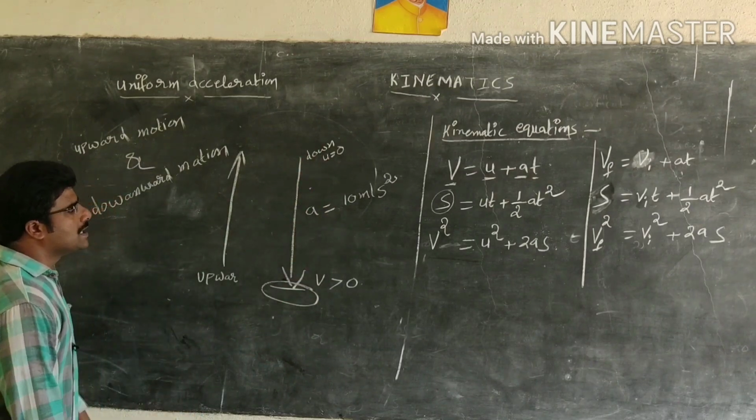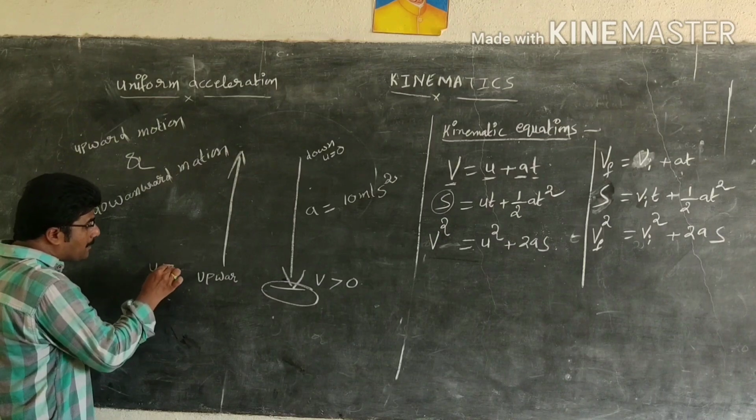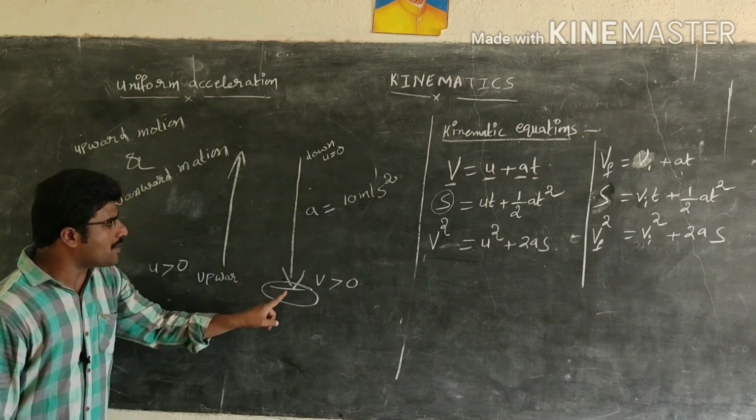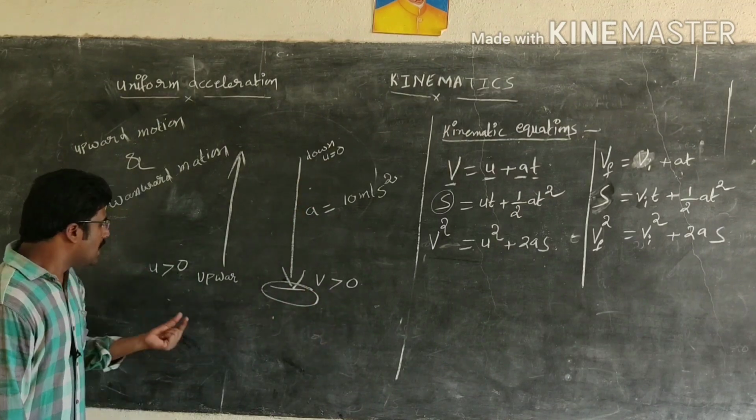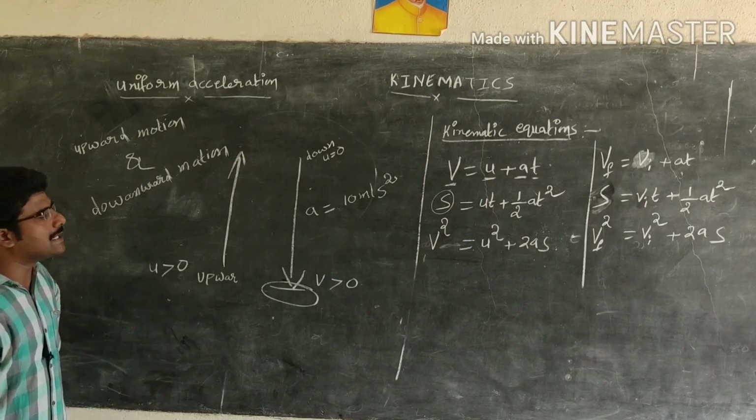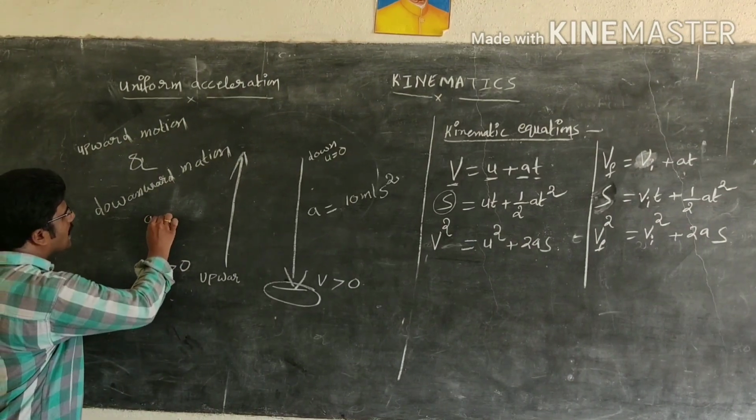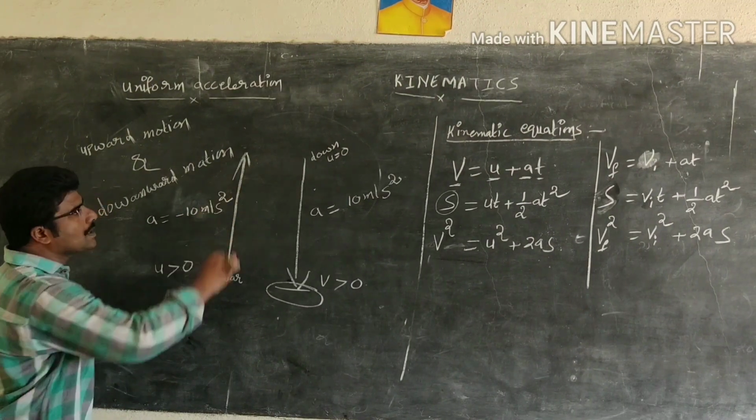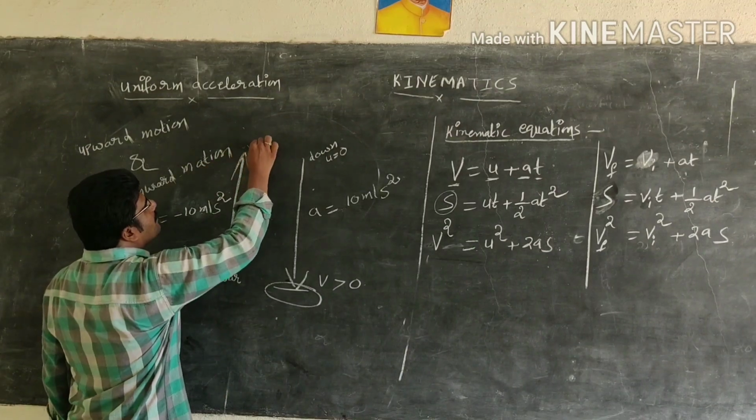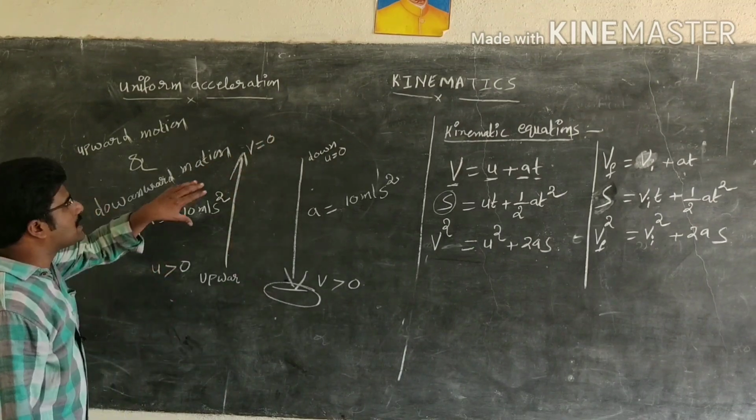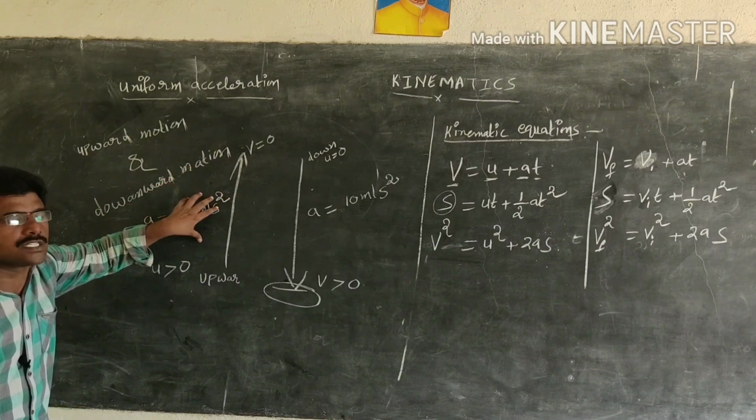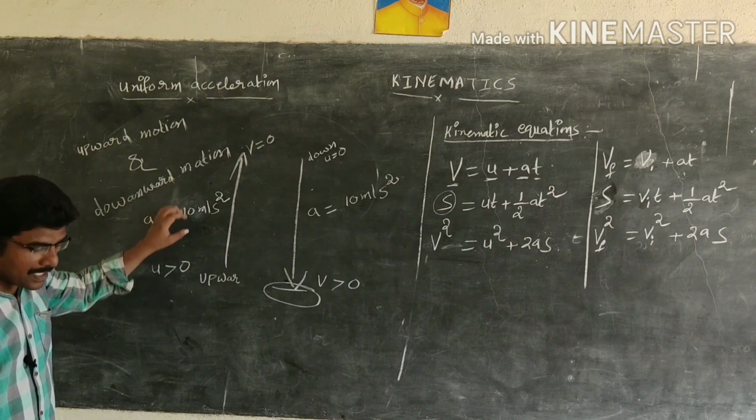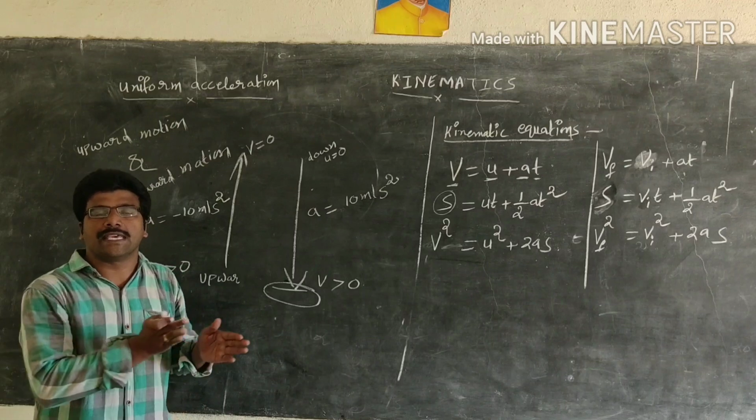For upward motion, the initial velocity will be greater than 0. Remember this. Here the initial velocity will be greater than 0 and acceleration a equal to minus 10 meter per second square, and final velocity v will be 0. If you remember these three conditions for a freely falling body and for a vertically projected body, we can do the numericals very easily.